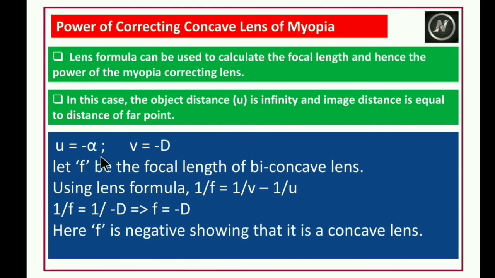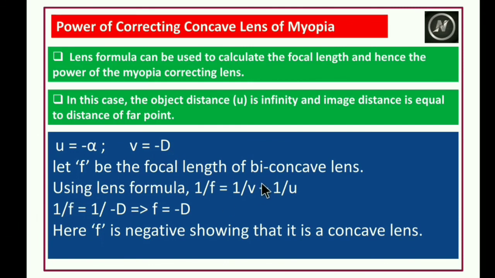u is the object distance, which means the light rays are coming from infinite distance, that's why we take it as infinity. And v is the image distance, where the image is forming at the far point. That's why v is equal to minus capital D.